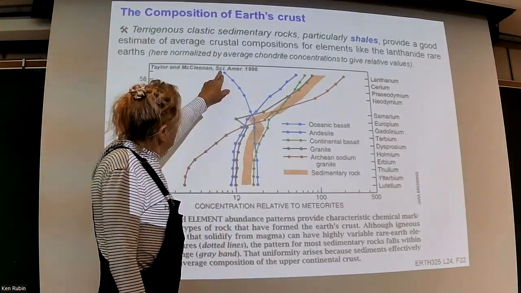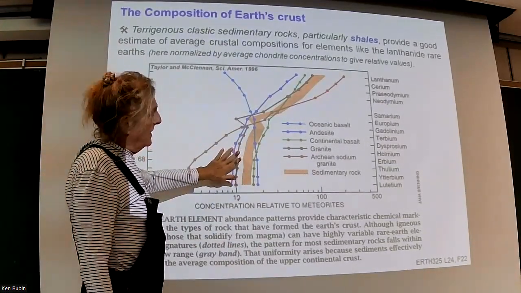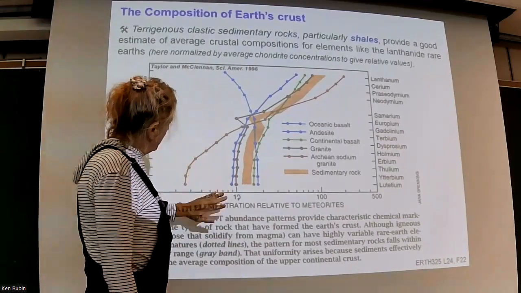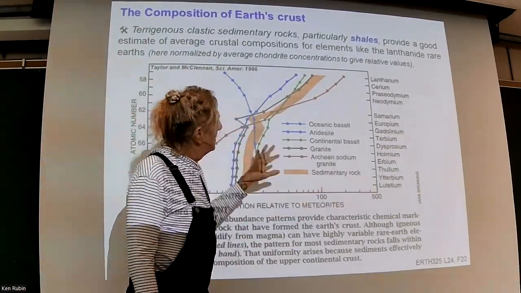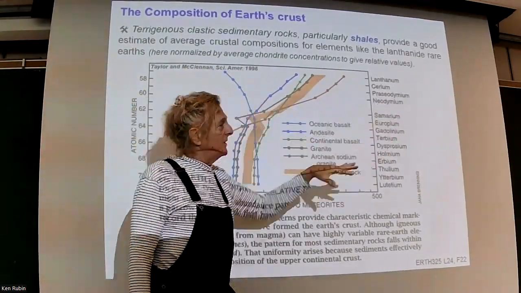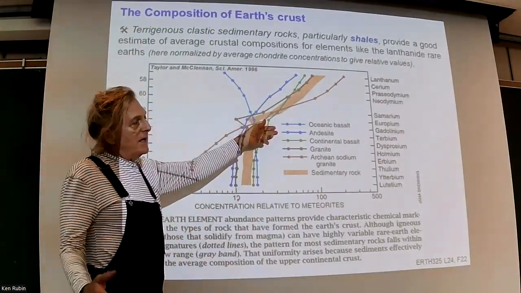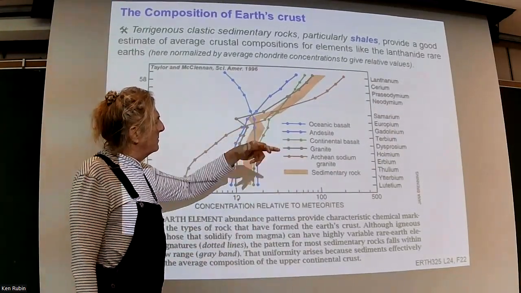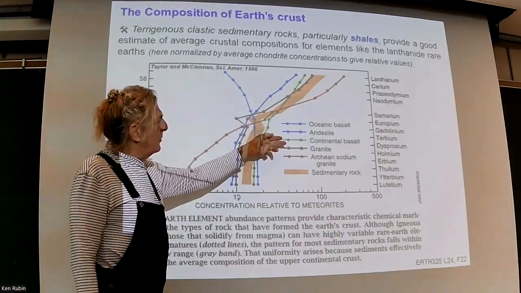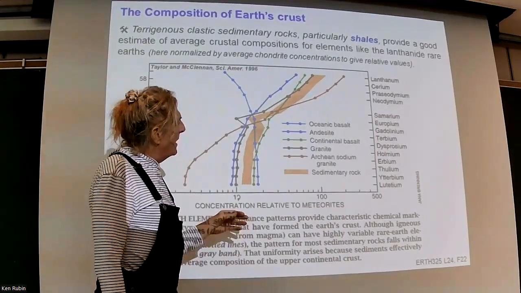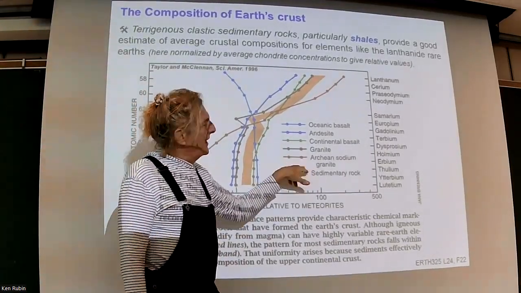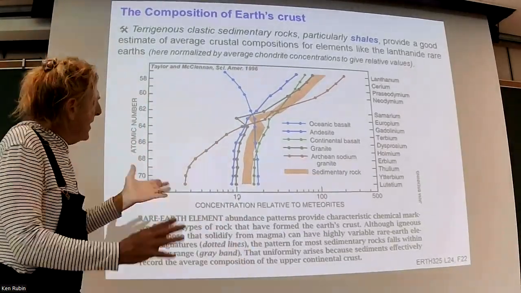And then, so that one's got this shape, and all these other ones have the same shape, where they are low at the heavy rare earths and high at the light rare earths. Okay, and so we've got andesites formed at island arcs. We've got continental basalt. We've got granites formed in the intrusive part at arcs, and we've got early granites from the Archean. Okay, and they all kind of have the same shape.